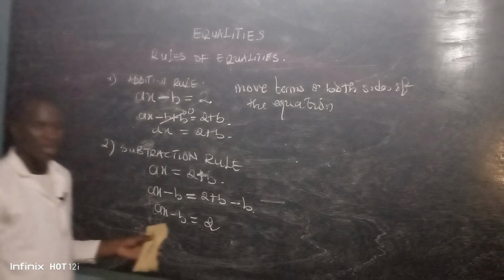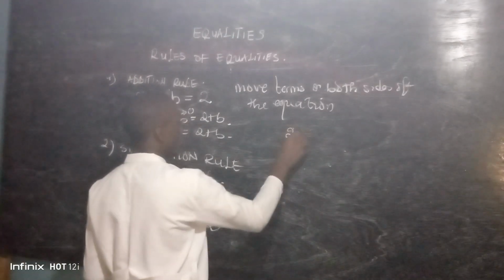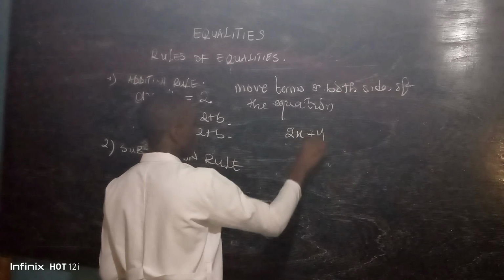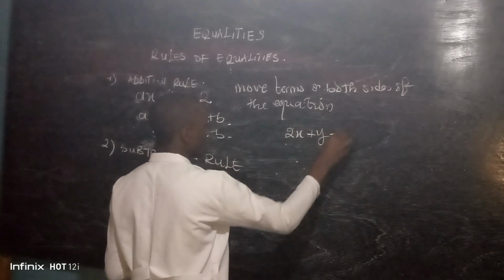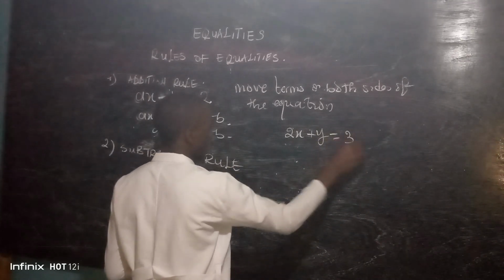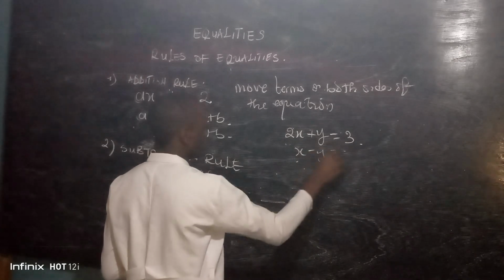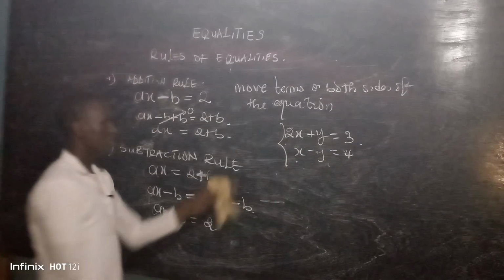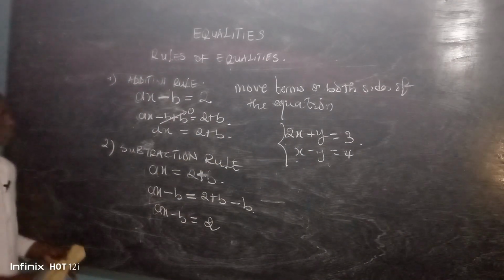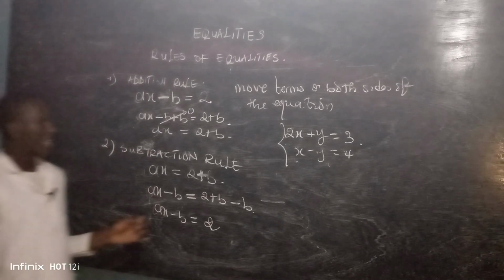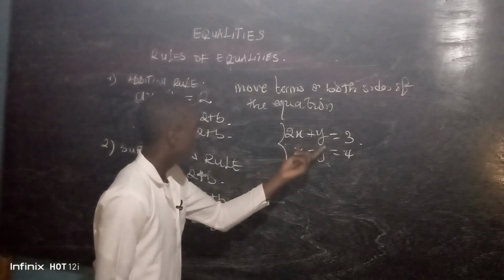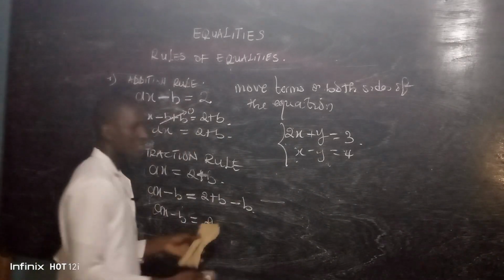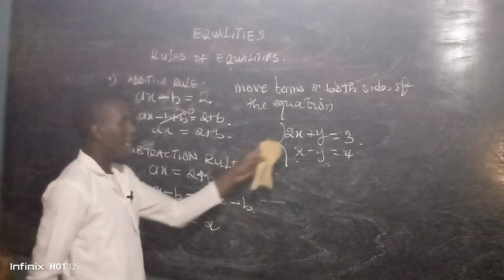So that's how the addition and subtraction rule helps you in solving equations. For instance, you might be solving a simultaneous equation. Let's say 2x plus y equals, maybe, 3. Then x minus y equals 4. We are going to discuss how to solve this type of equation, because in solving this, we will normally use different methods.